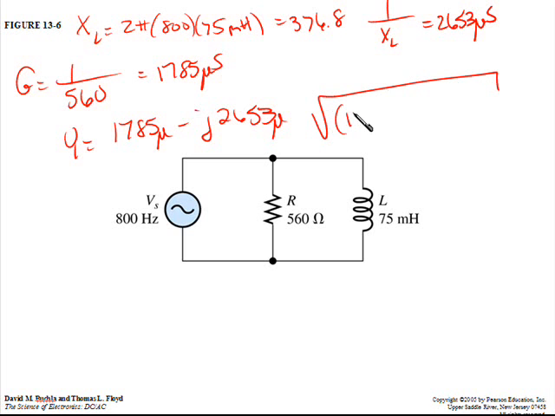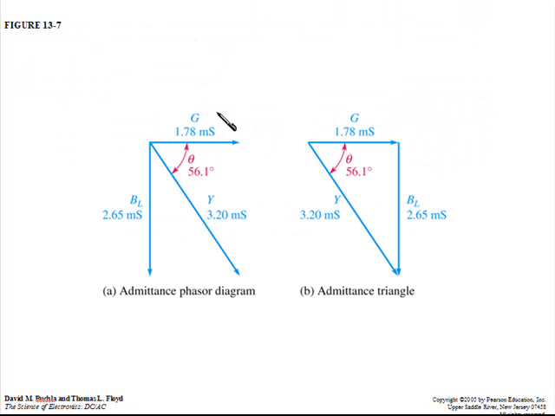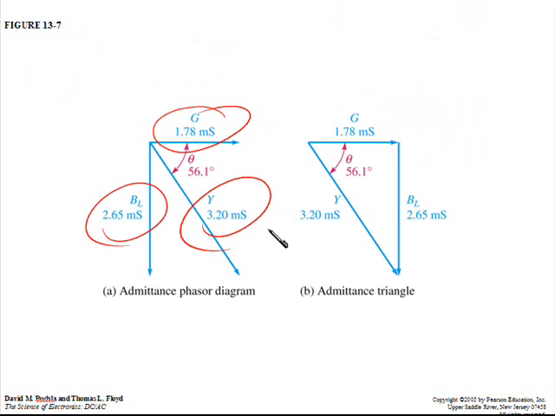Then I want to find the polar form, 1785 squared plus 2653 micro squared. That's equal to 1785 squared plus 2653 squared. Square root is 3197 microsiemens is the total. They did it in milli, but the numbers match.